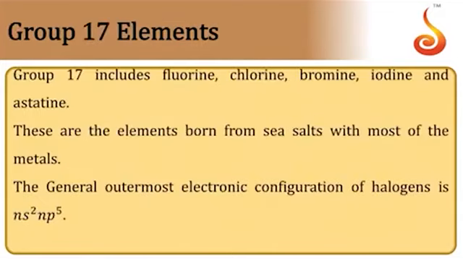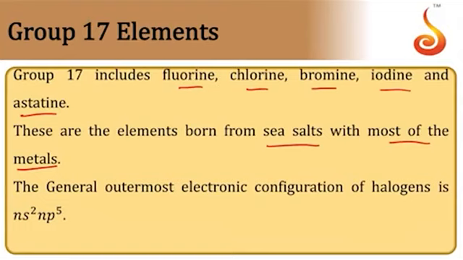Now let us discuss the properties of 17th group elements and their compounds. The 17th group includes fluorine, chlorine, bromine, iodine, and astatine. These elements form sea salts with most of the metals, so they are called halogens. The word halogen comes from two words, halus and gen. Halus stands for sea salt, gen stands for born. So they are born from sea salts, hence called halogens.